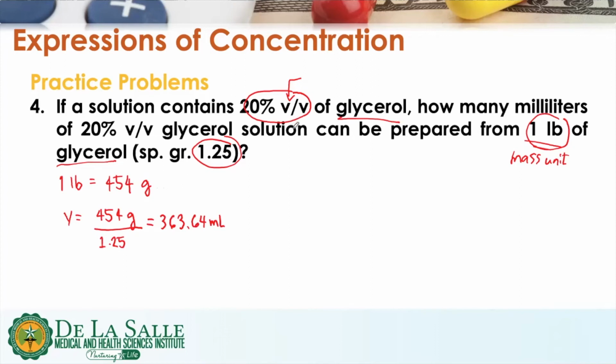Now, what is being asked is, what will be the volume in milliliters of the solution that has a concentration of 20% by volume that can be prepared from this amount of the glycerol. So, meaning to say, this is the volume of the solute. Now, remember that 20% volume in volume is equal to 20 milliliters of the solute for every 100 milliliters of the solution.